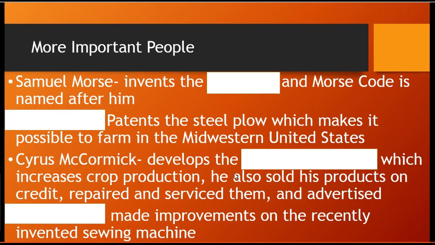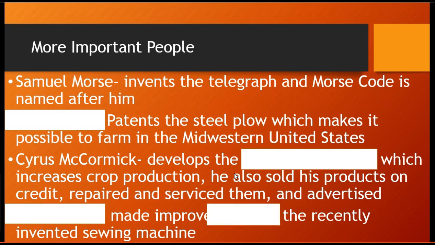A couple more important people when we're talking about inventions from this Industrial Revolution. One of them is Samuel Morse, and Morse invents the telegraph, and the telegraph would end up leading to something that most of you probably have, which is the telephone. The telegraph was a way for people to communicate using wire back and forth. Now today we are able to use telephones without wires because the technology has developed over time.